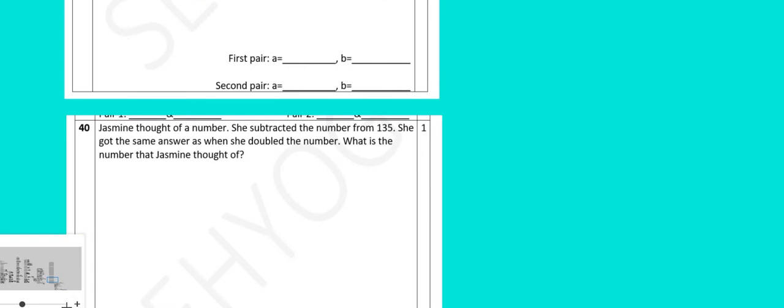Now looking at our next sum, that is sum number 40. Jasmine thought of a number. She subtracted the number from 135. She got the same answer as when she doubled the number. What is the number that Jasmine thought? So we can take the number as x.